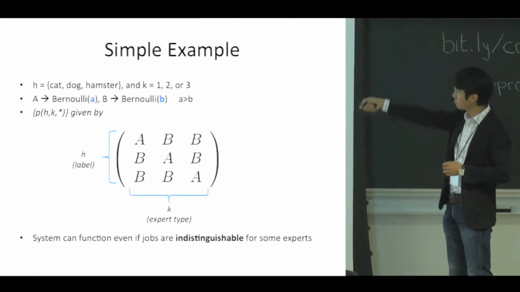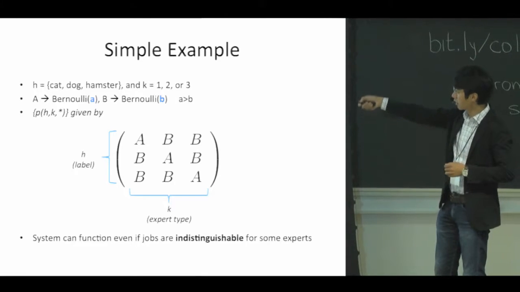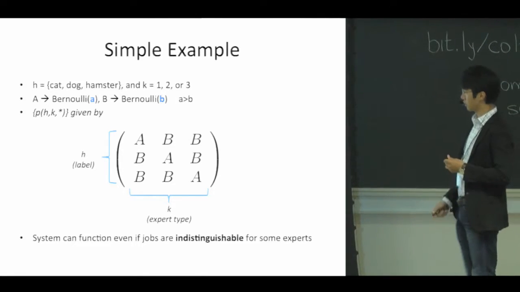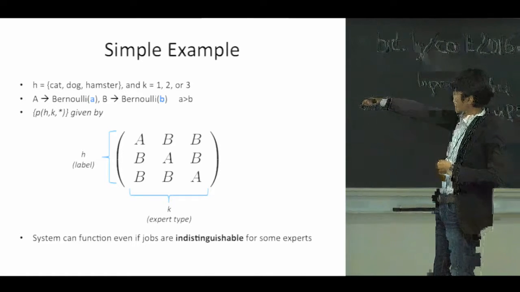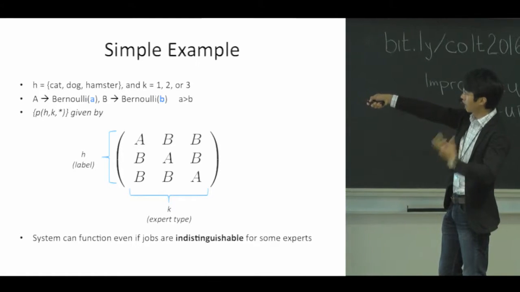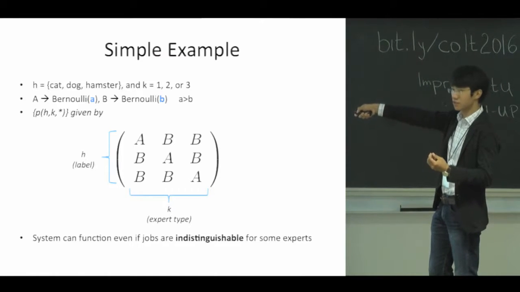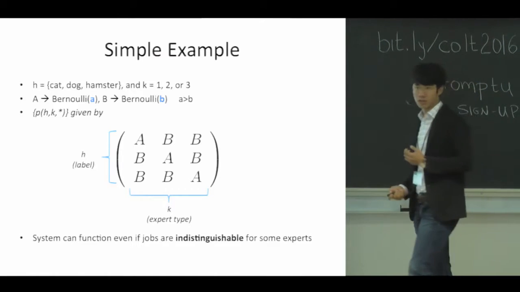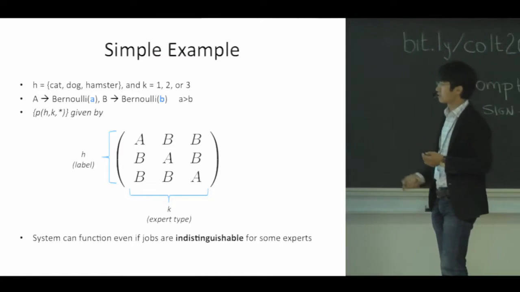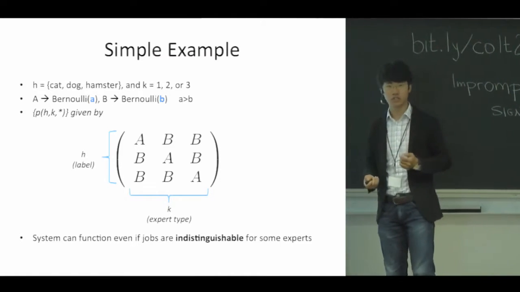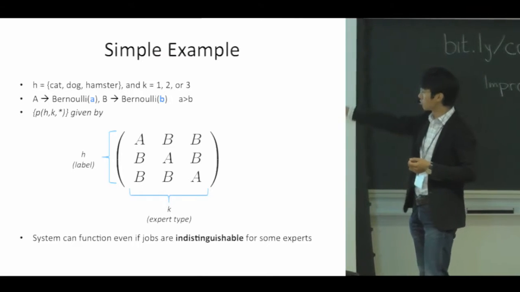Here the column corresponds to experts, and the row corresponds to jobs. So in the first case, a type 1 expert likes cats more than dogs and hamsters, and is otherwise indifferent between dogs and hamsters. If you look at this matrix, it's not that hard to tell that there is some way to distinguish animals. You probably send the image to the first expert.